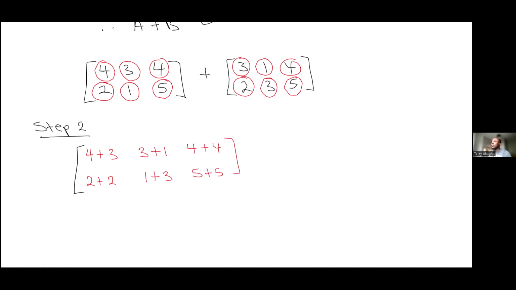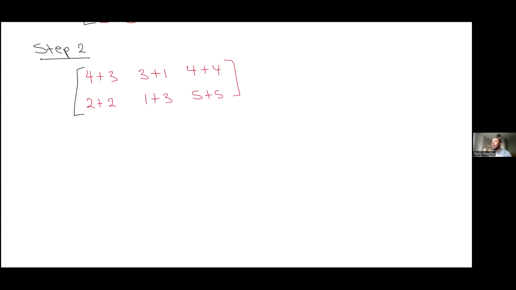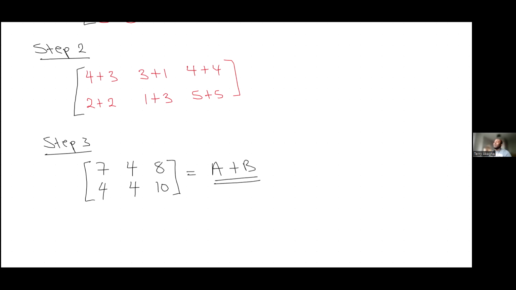Then step 3 is that we have to simplify. So we're going to add it. 4 plus 3 will give you 7. 3 plus 1 will give you 4. 4 plus 4 will give you 8. 2 plus 2 will give you 4. 1 plus 3 will give you 4. And 5 plus 5 will give you what? 10. So therefore, this is equal to A plus B. All right, good. And that's the answer for that.